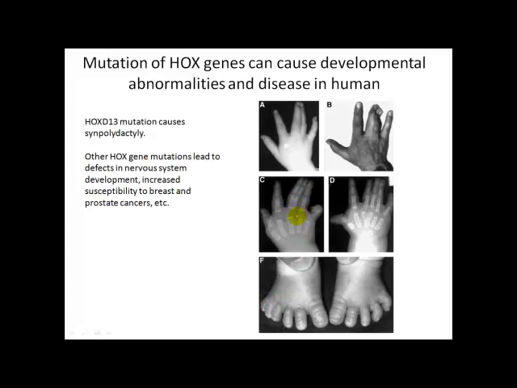You can see extra toes, extra fingers. And interestingly, other Hox gene mutations have been identified in human genetic disorders, like disorders that affect nervous system development, either central nervous system development or peripheral nervous system development. And there are, for example, peripheral neuropathies that are associated with Hox gene mutation. Interestingly, defects in Hox genes have also been implicated in susceptibility to particular cancers, most notably breast and prostate cancers.